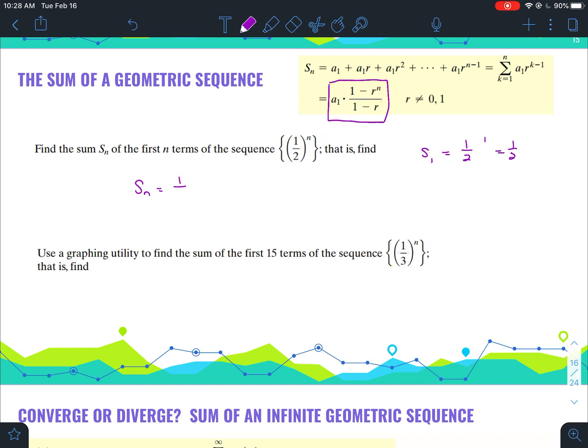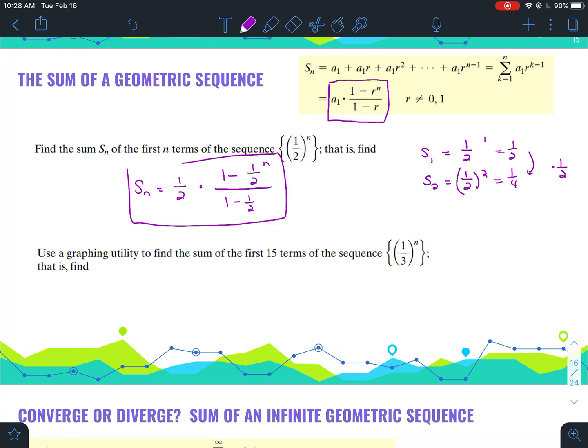So I'm going to take the first term times 1 minus the common ratio. Well, if I found my second term, I'd take 1/2 raised to the second power, which would be 1/4. So to go from one term to the next, I'm multiplying by 1/2 each time. So my common ratio is 1/2. So 1 minus 1/2 raised to the nth power over 1 minus 1/2. And so without simplifying, that would be the sum of the first n terms of that geometric sequence.